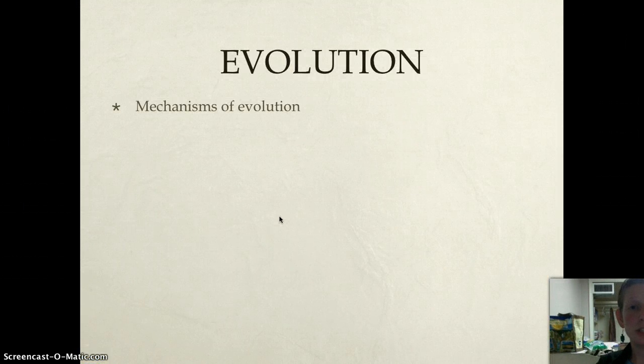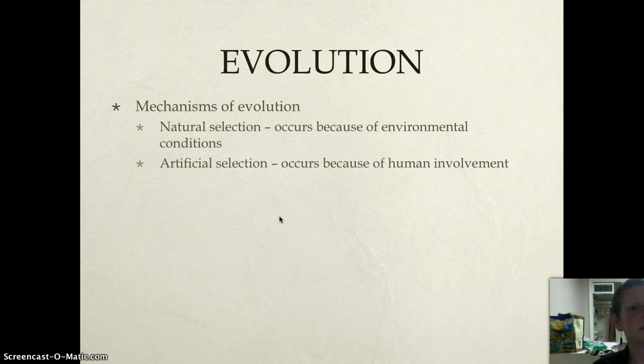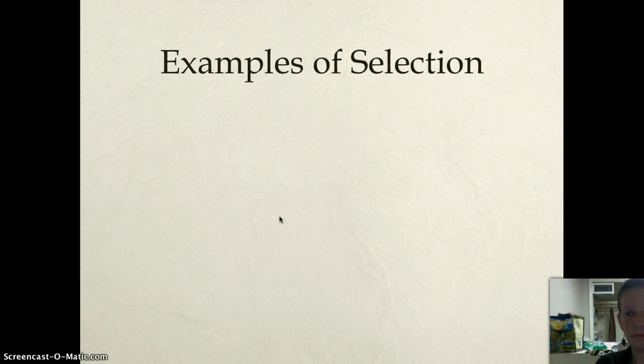So what you need to know for this quiz is that we have learned about two mechanisms of evolution. We've learned about natural selection and artificial selection. They both are very similar mechanisms. Artificial selection just includes the use of human influence in choosing traits that are desired. So natural selection, therefore, is something that occurs because of environmental conditions.